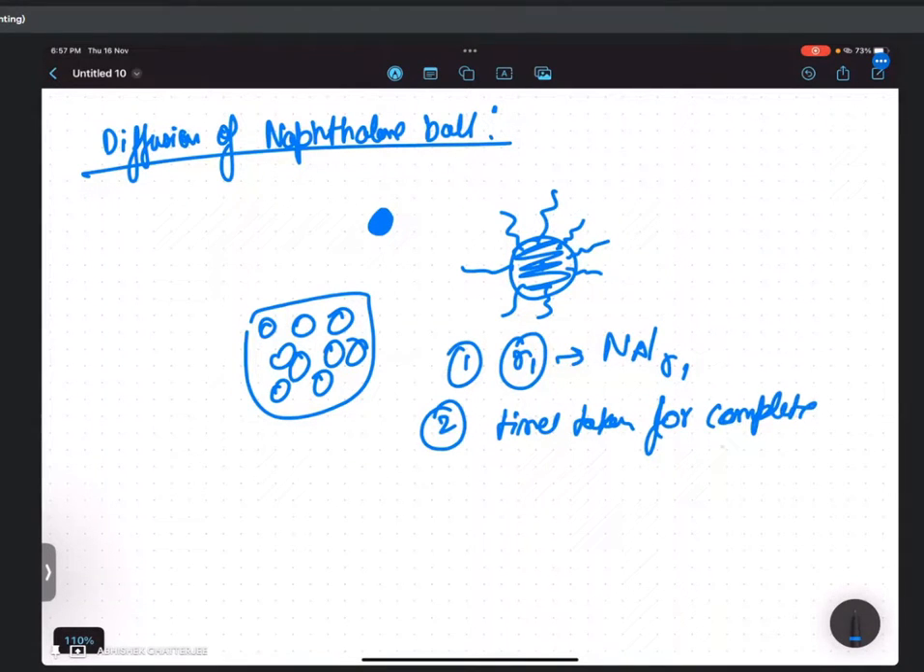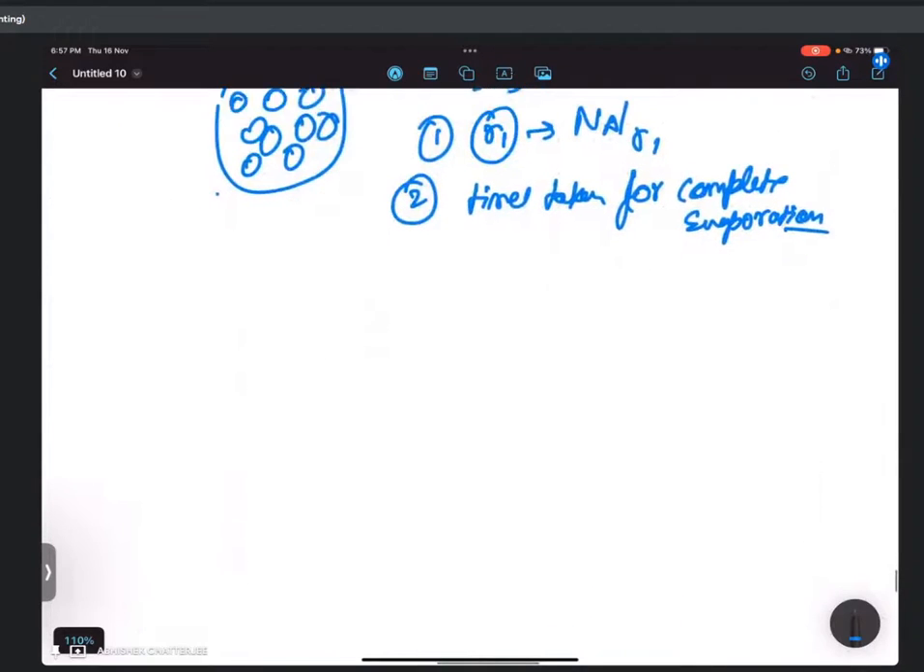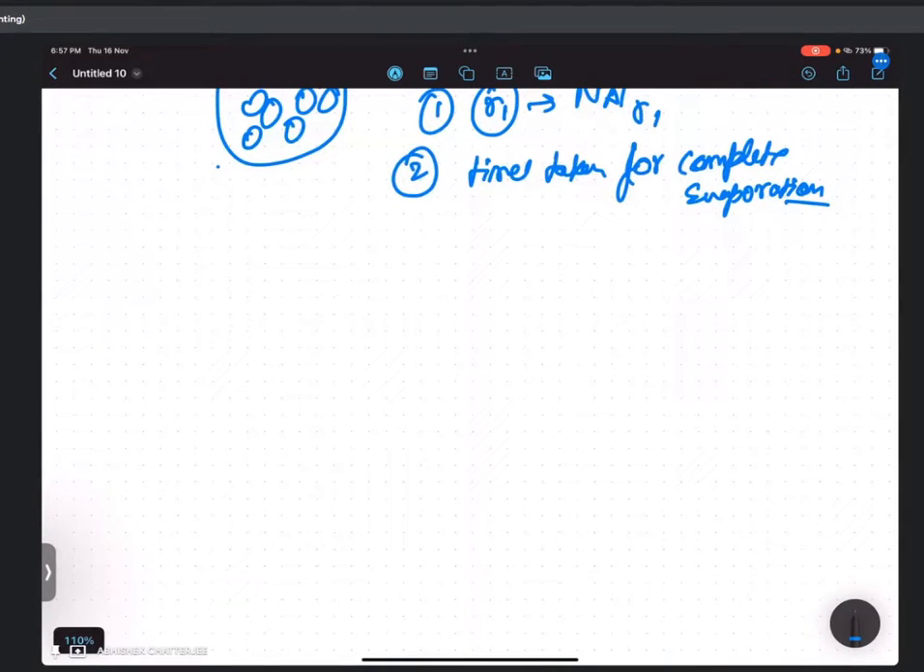For complete evaporation, the total time taken for this naphthalene ball to totally evaporate and diffuse into the air, how much time will be taken? So these two things we find out. Let us see how to find them. For finding out the Na at r1, you can find it directly. I'm just writing out this formula.